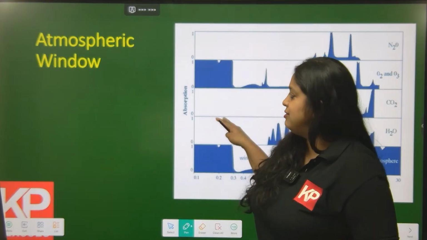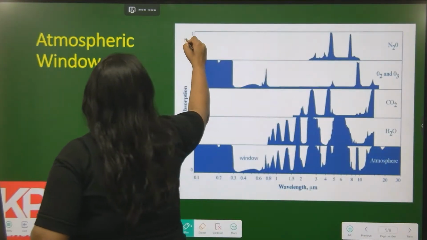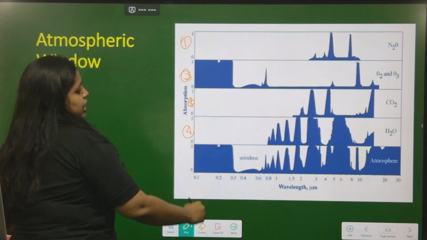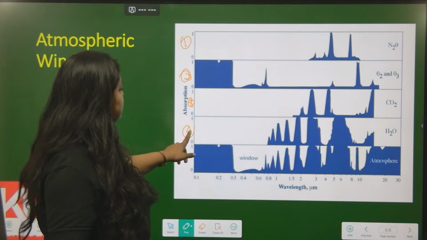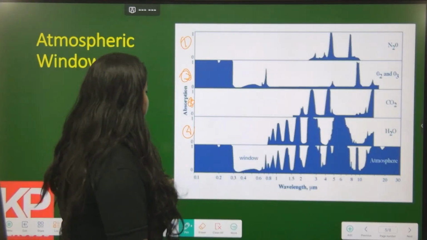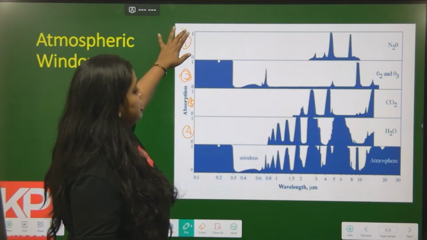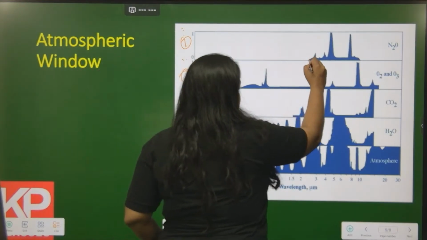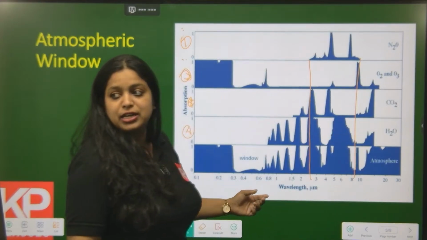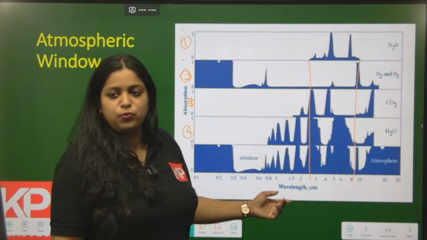So over here you can see these graphs, numbered 1, 2, 3 and 4. These 4 graphs define absorption: the x-axis is wavelength and the y-axis is absorption. The first curve defines the absorption for a particular gas. Wavelength is provided in terms of micrometers over here.